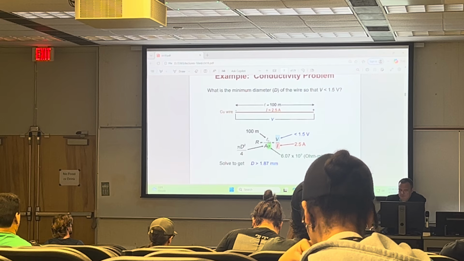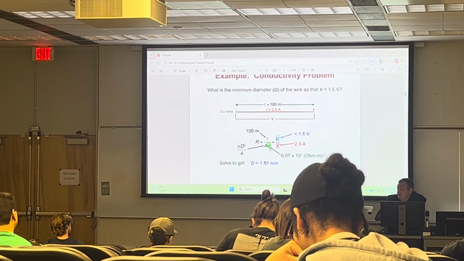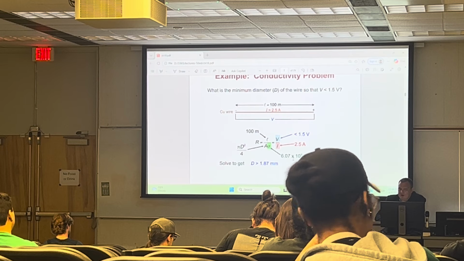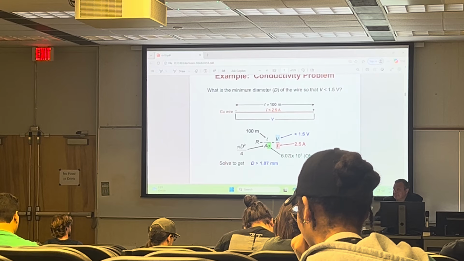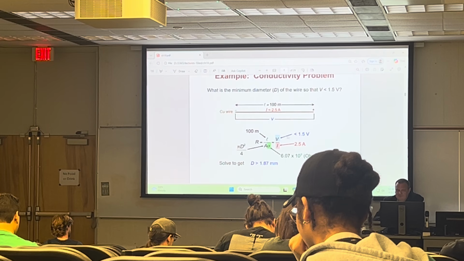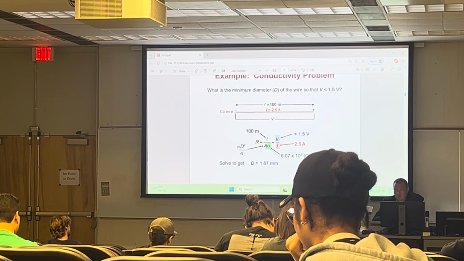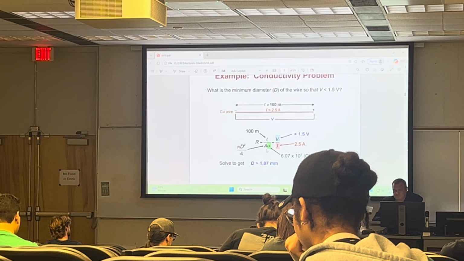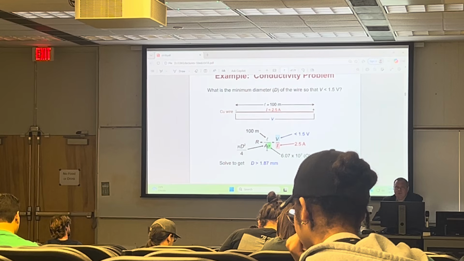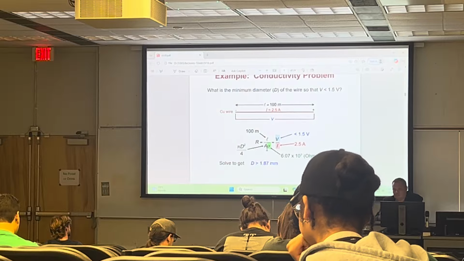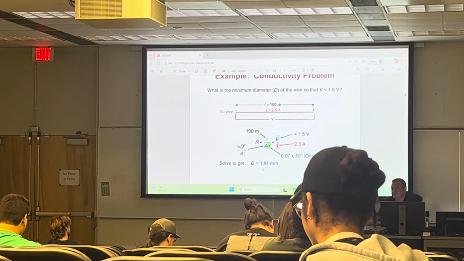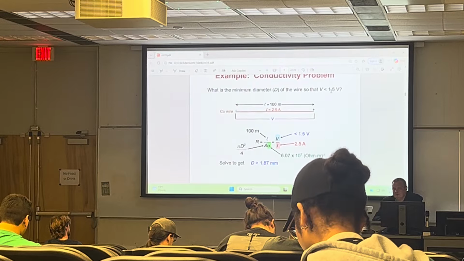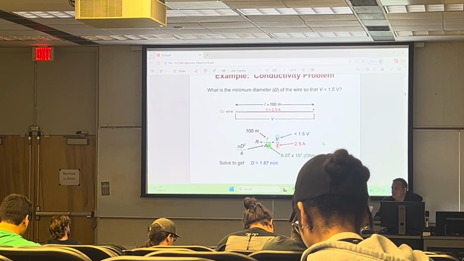Resistance of copper is equal to L divided by A divided by sigma. This is electrical conductivity of copper that is given to you in a table for copper, pure copper. And then the current is 2.5 and the voltage is 1.5. So we can solve this for the area. And the wire is a cylinder, so its cross-sectional area is pi r squared, or pi d squared over 4. And we can solve for d, and the diameter has to be greater than 2 millimeters for the voltage being less than 1.5 volts.